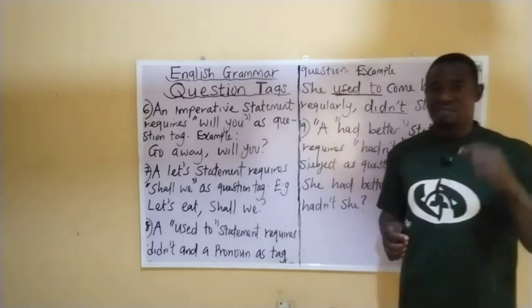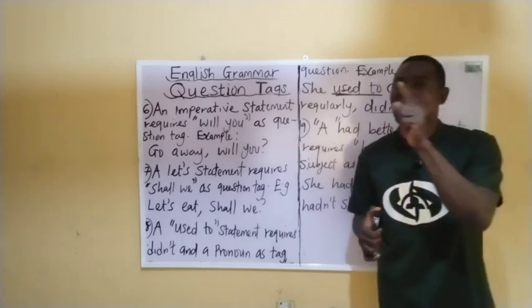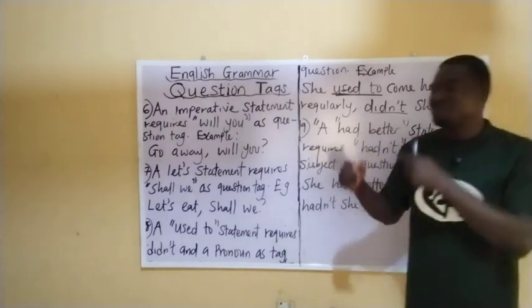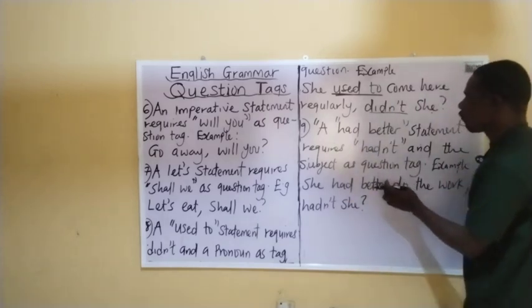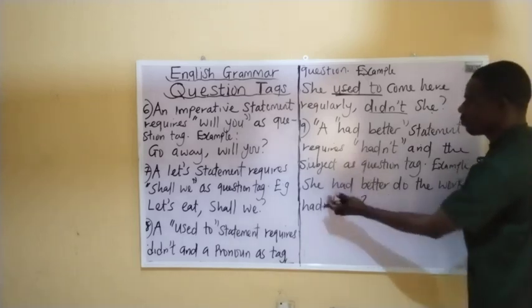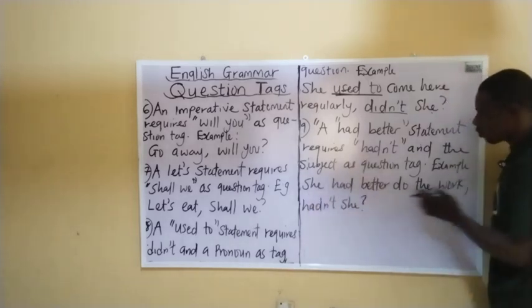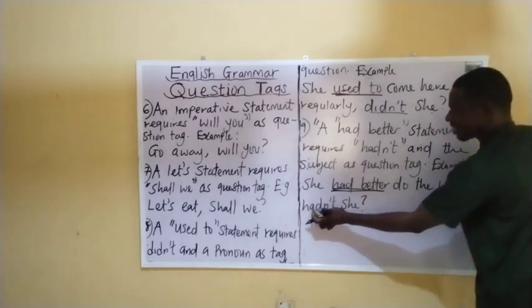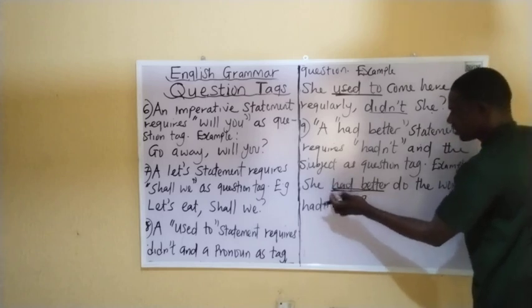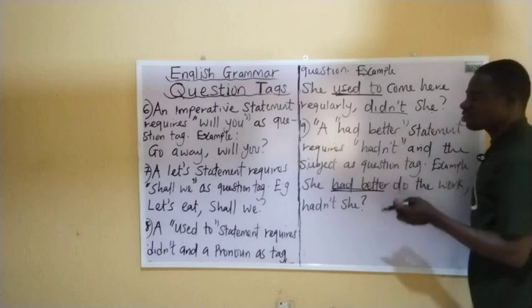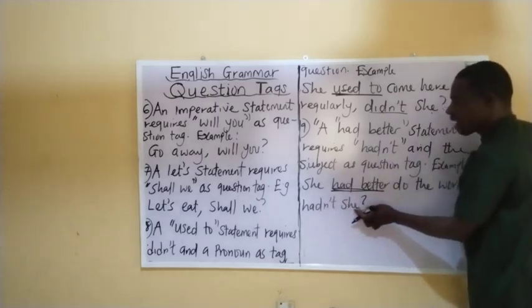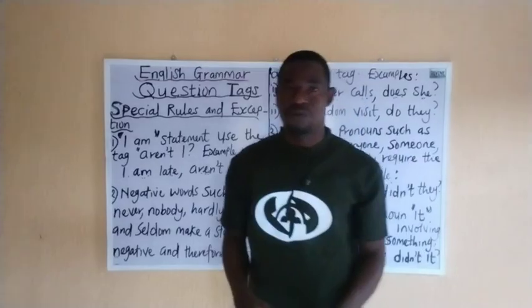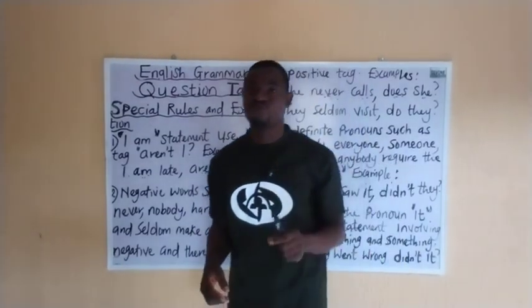Okay, lastly, before we look at special rules and exceptions, we have a had better statement. A had better statement requires the use of hadn't she. For example, she had better do the work, hadn't she? Had better here requires the question tag hadn't she. I repeat, a had better statement requires the question tag hadn't and a pronoun which is the subject she. So, she had better do the work, hadn't she?